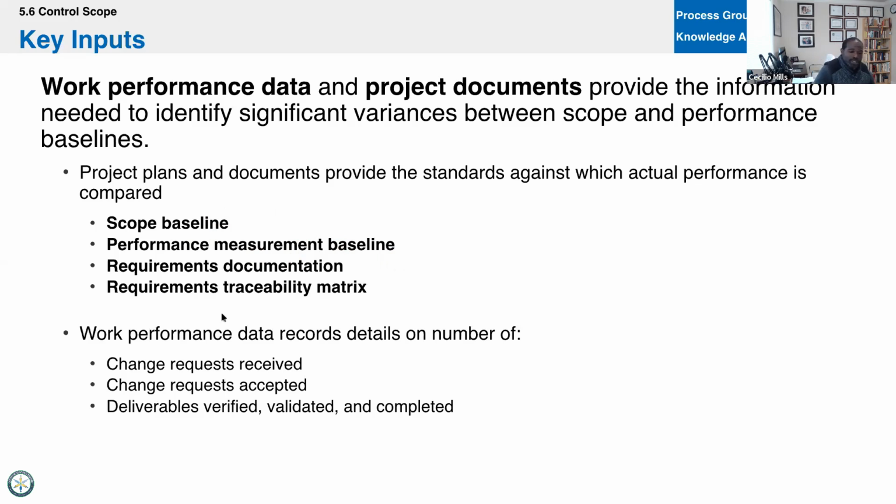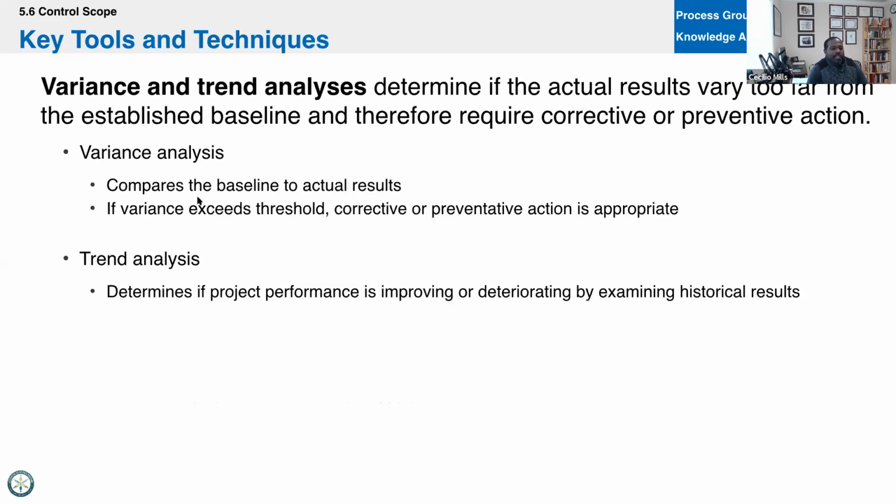Take documentation, the traceability matrix, and then we'll look at the number of change requests. How many have been accepted? The deliverables that have been verified, validated, changes that have been validated and then completed. All right, we'll look at all these and determine if we need to take some action. Are we exceeding our threshold? Do we need to take some appropriate action? And then, are we improving or deteriorating based on historical results?